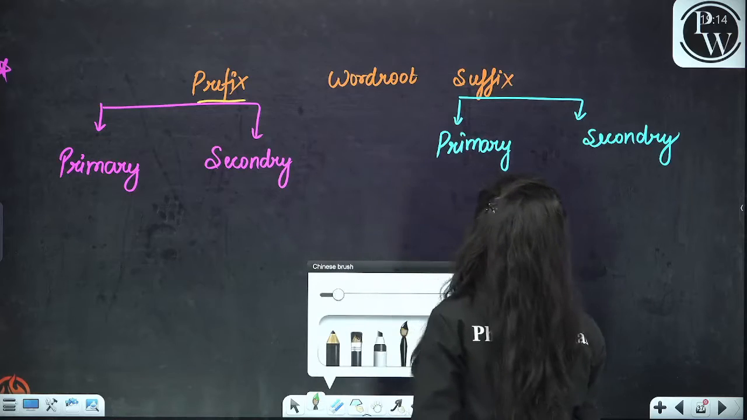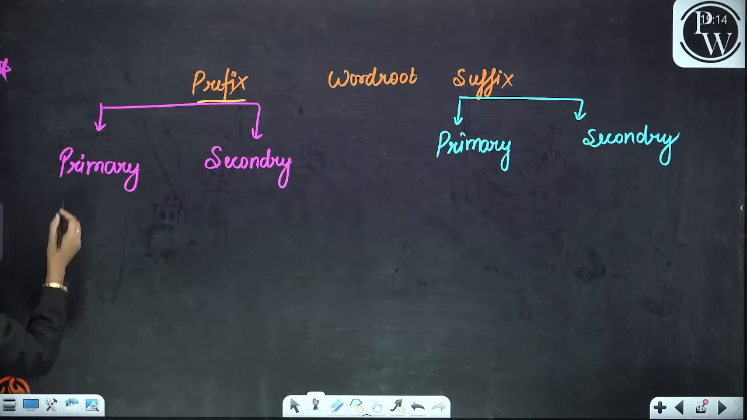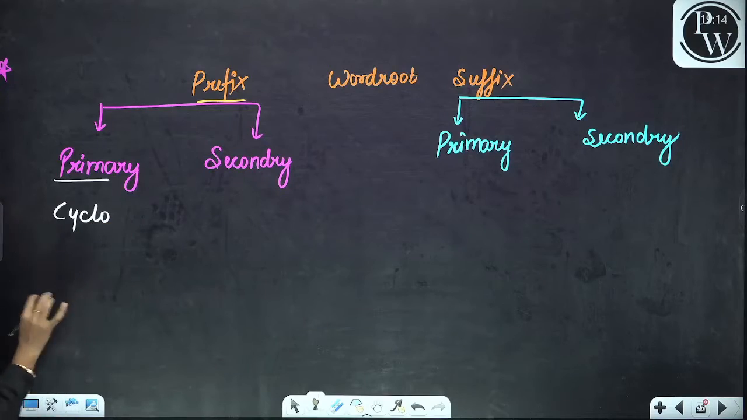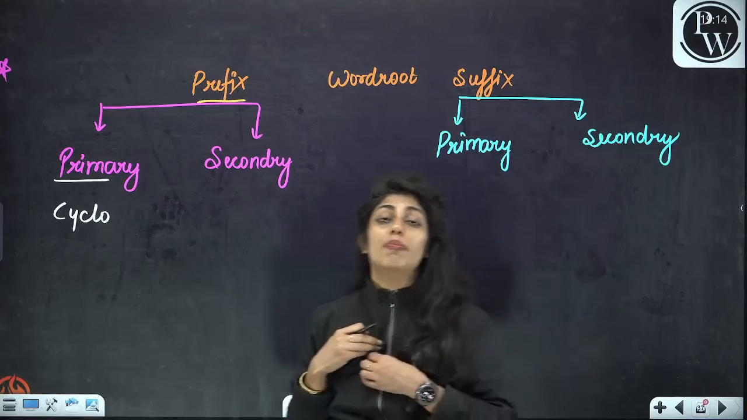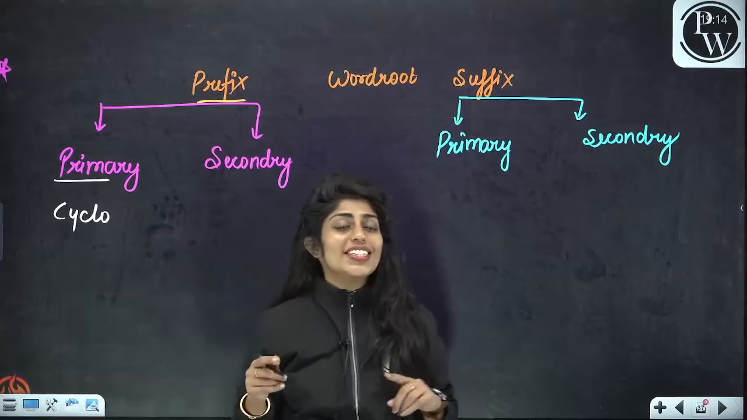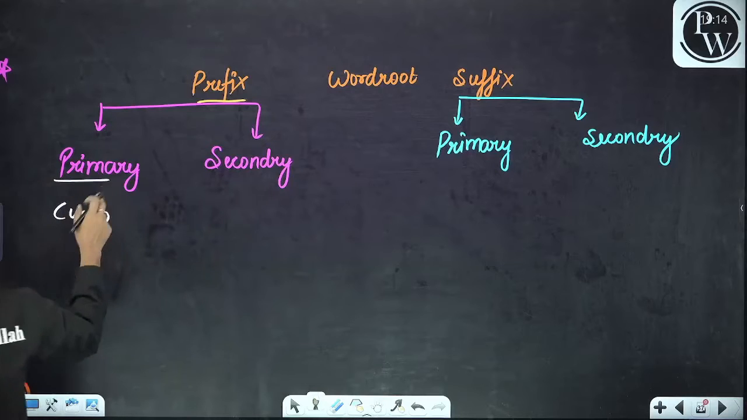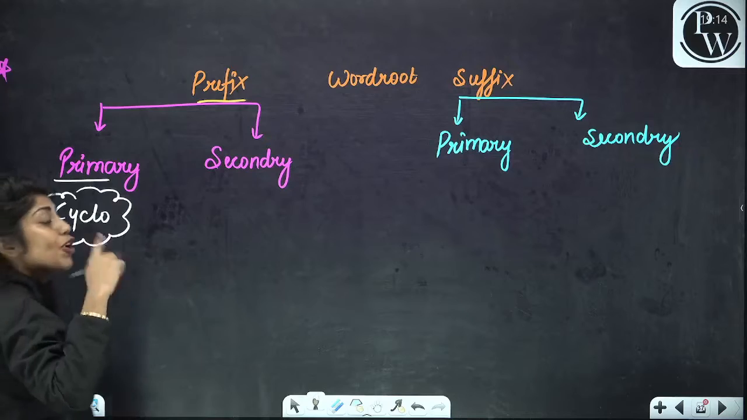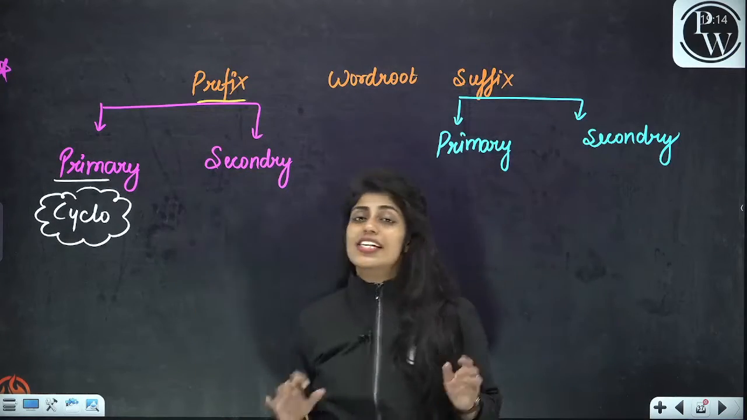So, the primary prefix contains cyclo. It shows you whether the compound is cyclic or not. Suppose you have a cyclic compound. I have written cyclohexane. So cyclo means it has a cyclic structure. Done. So primary consists of only the information whether the compound is cyclic or not. If not, you need not mention anything. If it is cyclic, you have to mention cyclo. Done.